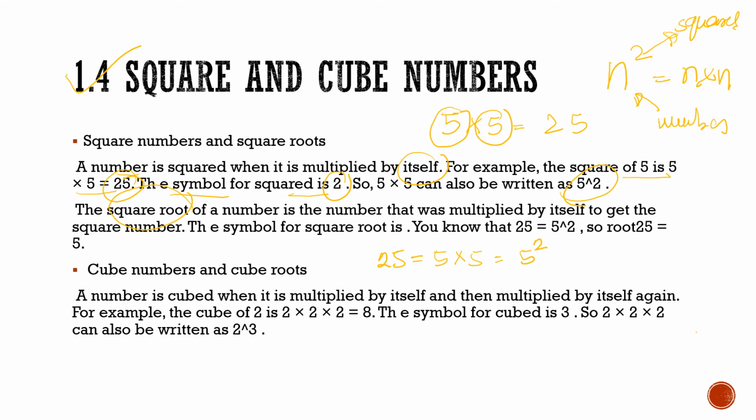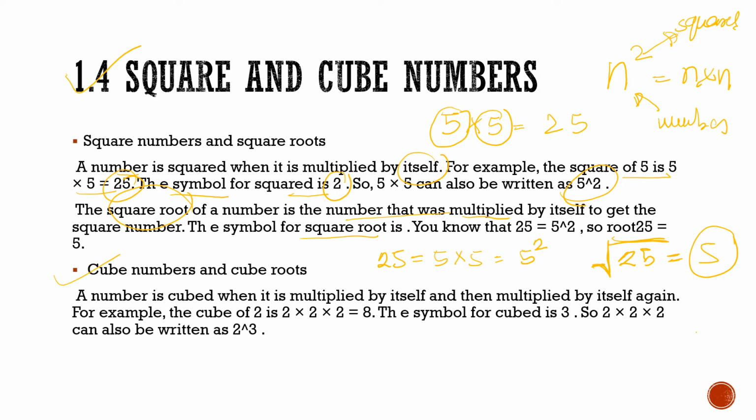The square root of a number is the number that was multiplied by itself to get the square number. So 25 is a square number, and to find which number was multiplied by itself to get 25, this is the sign we use. This is the square root sign, and we know that 5 times 5 gives us 25. That's why our answer is 5. It's called the square root.